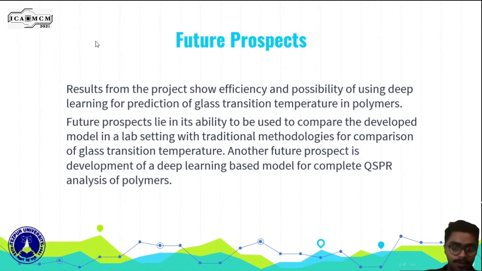Another future prospect is that such deep learning models can be used to complete QSPR analysis of polymers. The model that we have used addressed only one of the important properties of polymers, that is the glass transition temperature, but that should not be the area where deep learning methods need to be confined to. In fact, the model that we have developed shows that such deep learning methods can be used to predict other properties too.